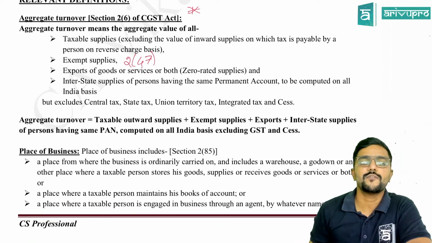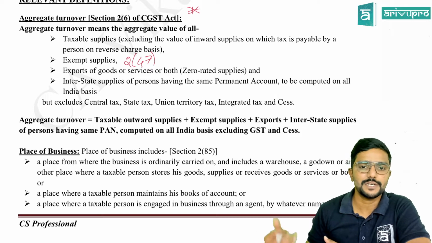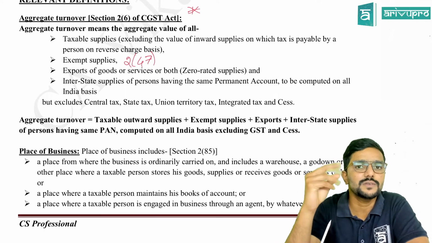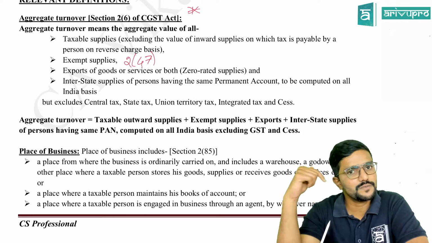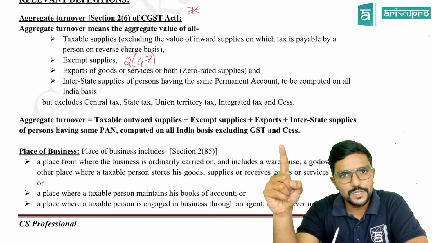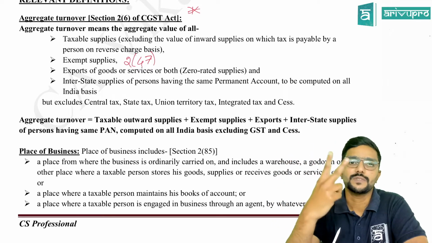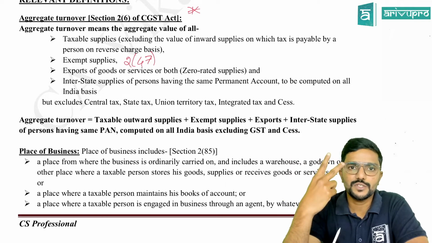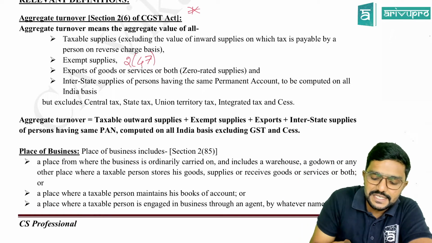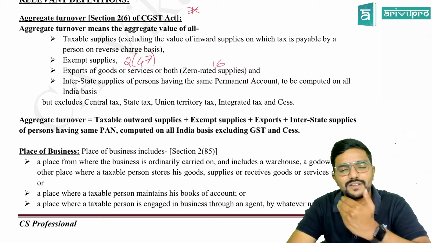Next, export of goods or services or both. We call it zero rated supplies. Even that should be included. And zero rated supply includes two things. What are those, guys? Export of goods or services outside India plus supply of goods or services to a special economic zone unit or special economic zone developer. So zero rated supply includes two things, and it is covered in section 16 of IGST Act. We have covered all these things.